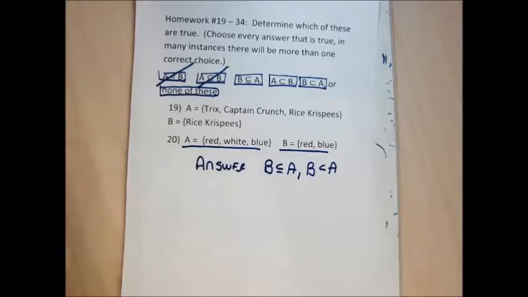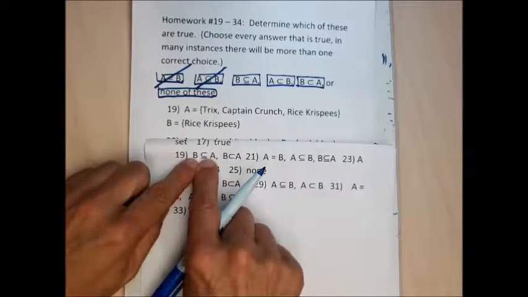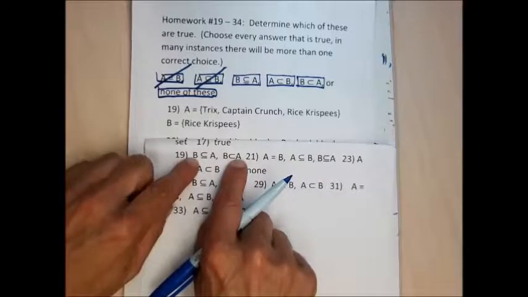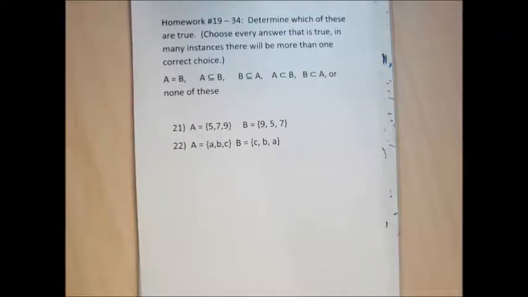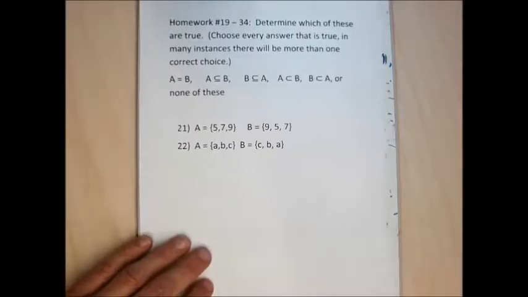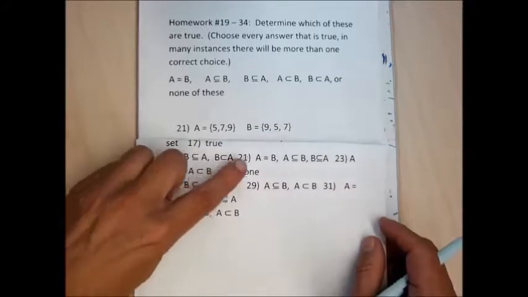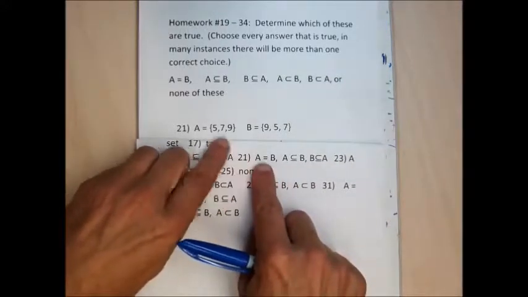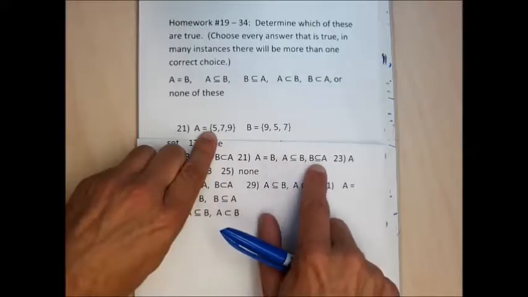When you go to do your problem 19, the answer to 19 is exactly the same. B is a subset of A and B is a proper subset of A. I'm going to go through these kind of fast because I think you don't need my help so much. As a matter of fact, let me show the answer to 21 up here just in case you want to do it and fast forward through me doing problem 22. The answer to 21, the three symbols that are true are A is equal to B, A is a subset of B, and B is a subset of A.